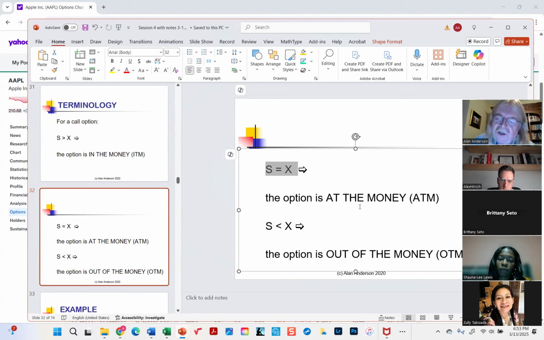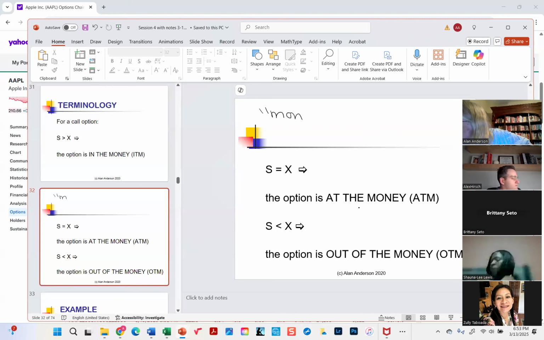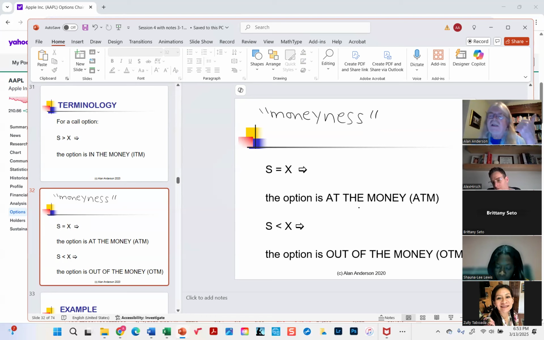You will hear this terminology as we go along, because Wall Street has invented this new adjective called moneyness to describe whether the option is in the money, at the money, or out of the money. So if you see that word moneyness, you'll know what that means. I'm not sure if it ever made its way into the dictionary, but that's what they call it on Wall Street.